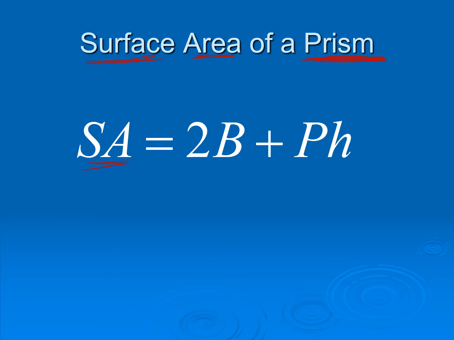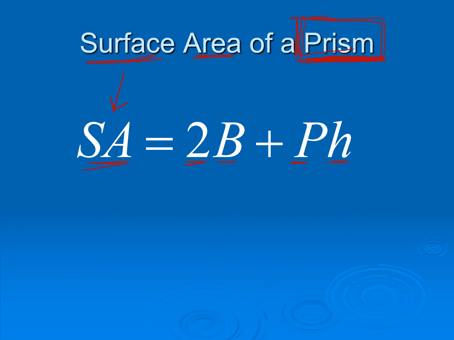So what we have here is 2B plus PH. Now all of these things stand for something. Again, this SA stands for surface area, and again, this is for prism, so really good notes, be super organized because the next couple of weeks we're going to be talking about different surface area. We're going to talk about cylinders, cones, pyramids, and spheres. So this is just the beginning. So again, good labeling here, prism.